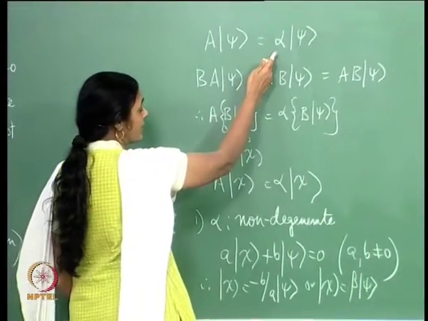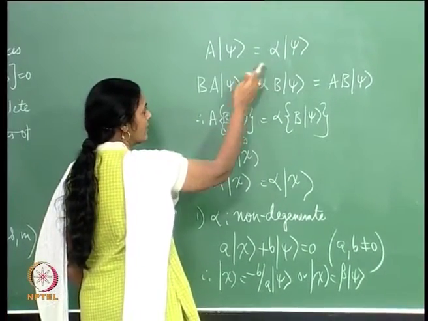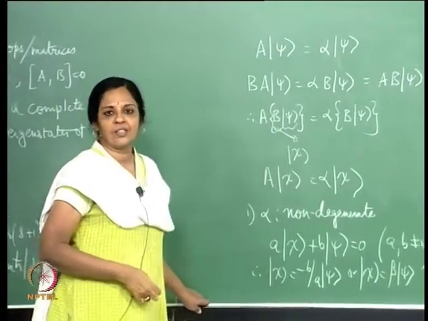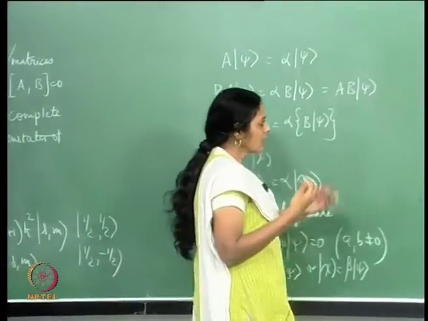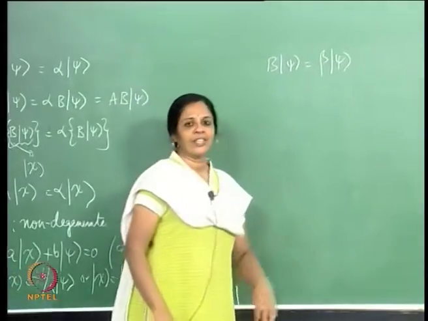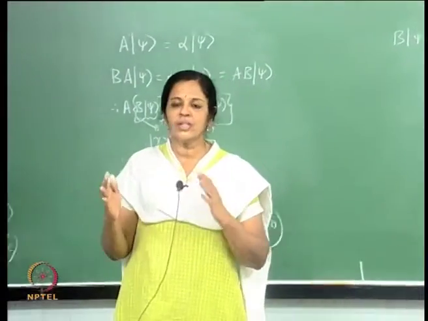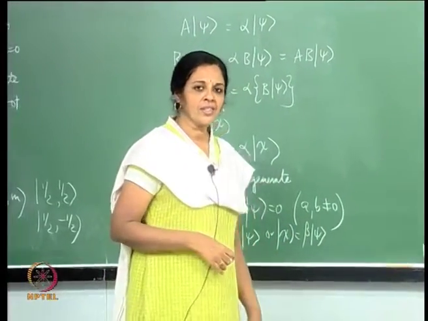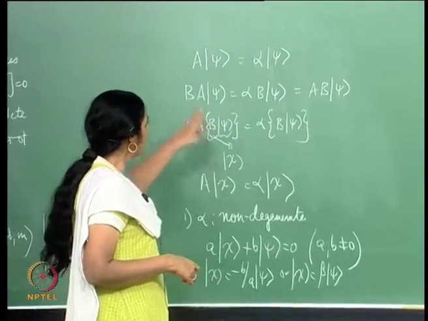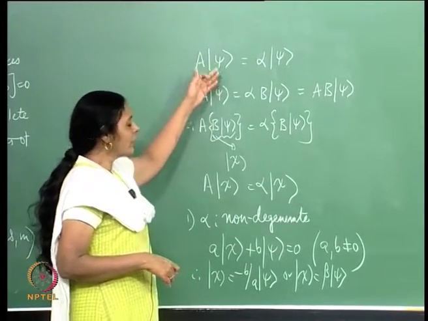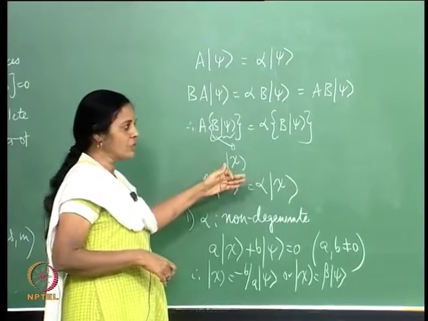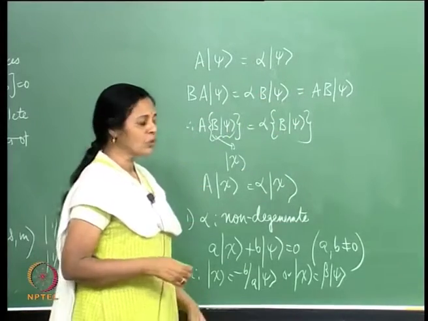In the event that alpha is non-degenerate, it is clear that this complete set of eigenvectors of A is also the complete set of eigenvectors of B. And therefore, there is a complete set of common eigenstates. I have worked with just psi. You can look at the complete set of eigenvectors of A, and the argument would go through as such.